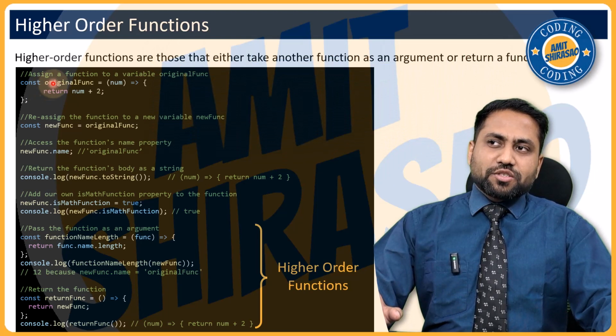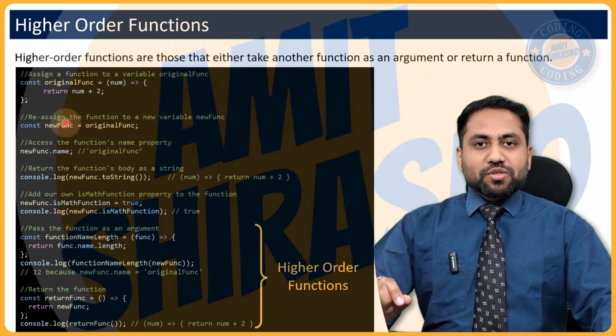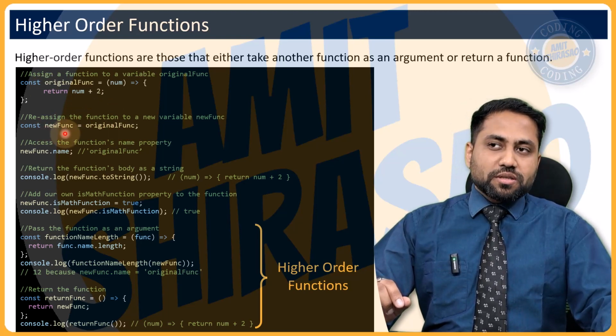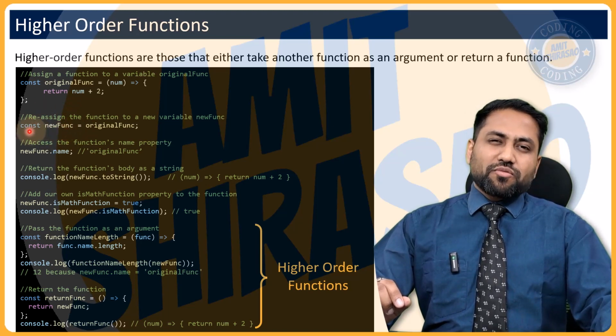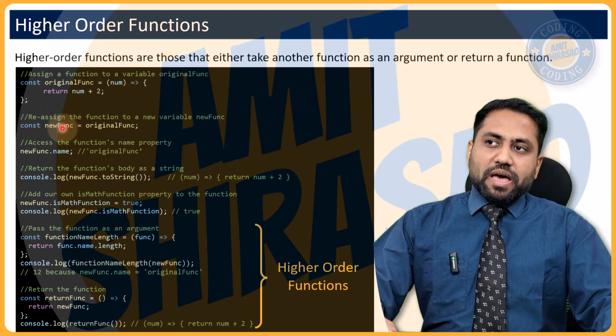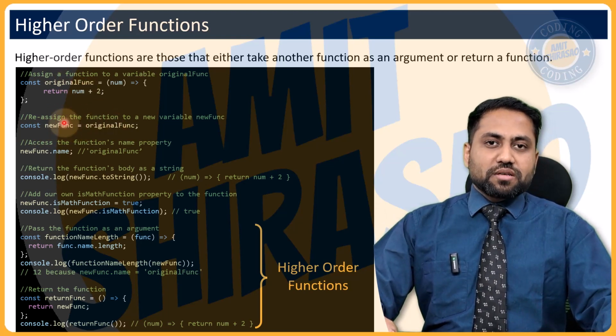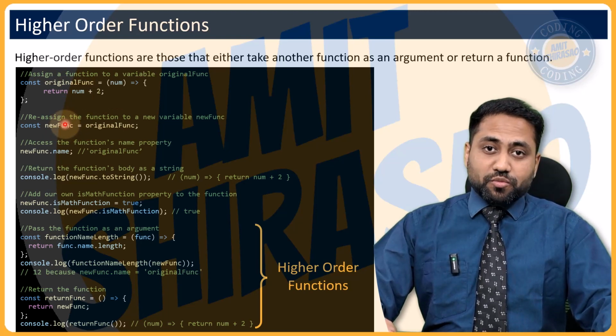So let us imagine that there is a function called original func, and you're assigning that function to another constant, let us say new func. So there is another variable of type constant, declared using the keyword const, and you're assigning this original func to new func. Okay, so this is very easily possible. There is no problem here.